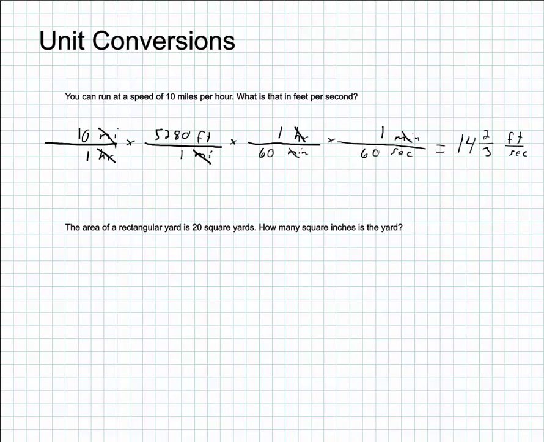So we know that we start with 20 square yards. So what we need to do next is we need to multiply by how many square feet are in a square yard. So we know that there are 3 feet per yard, so we need to square that. So 3 squared would be 9. So we get 9 square feet per square yard.